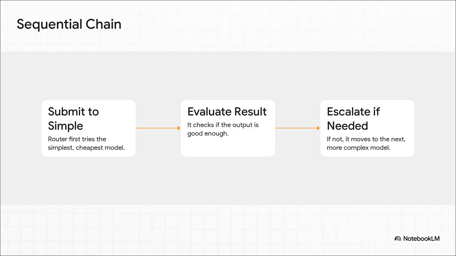So how does this router actually work? Well, one of the most common ways is called the sequential chain. It's actually pretty brilliant in its simplicity. The router is programmed to always try the cheapest option first. It zips the request to the simplest model, gets a result, and asks itself, hey, is this good enough? If the answer is yes, boom, we're done, fast and cheap. If not, it just escalates it up the chain to the next model until it hits the quality bar.